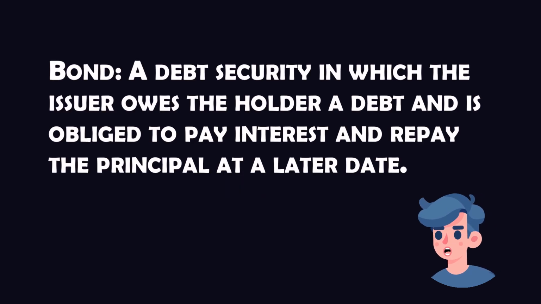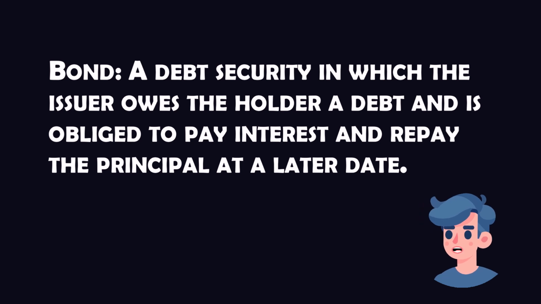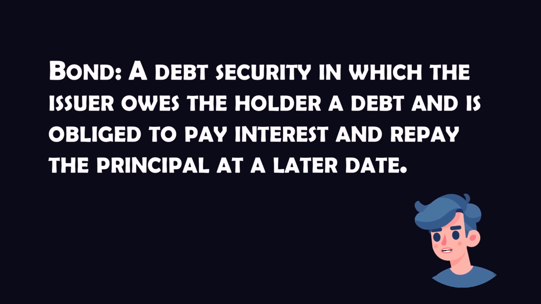Bonds, on the other hand, are debt securities. When you buy a bond, you are essentially lending money to the issuer in exchange for periodic interest payments and the return of principal at maturity. Let's say you buy a bond for $1,000 with a 5% annual interest rate. Each year, you will receive $50 in interest.